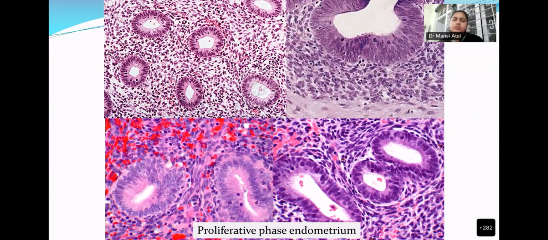Ma'am, in the proliferative phase, there is proliferation of both the glands as well as the stromal component. So in the glands, we see that the glands are tubular, and there is stratification along with mitosis, and there is increase in the stromal cells. So these cells are basophilic with less cytoplasm.